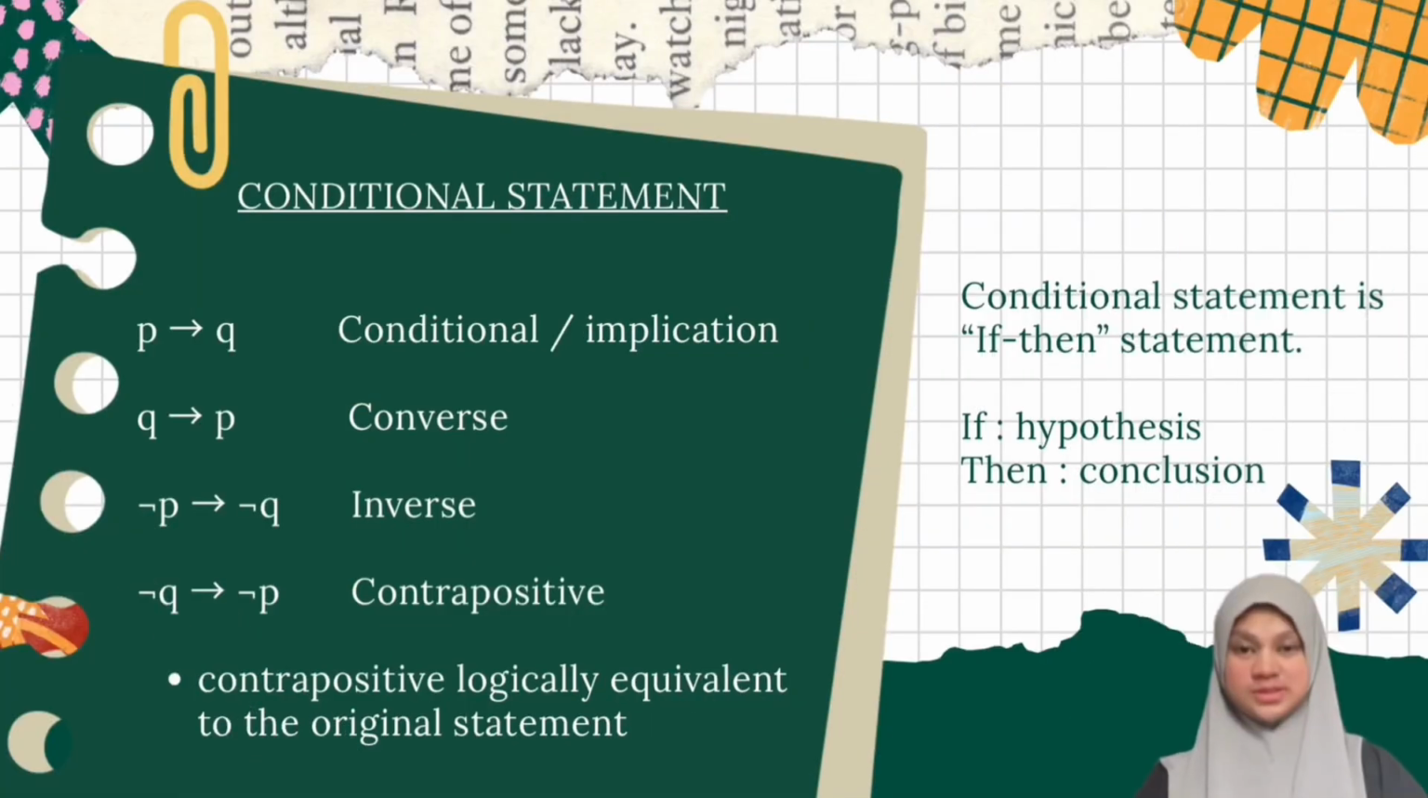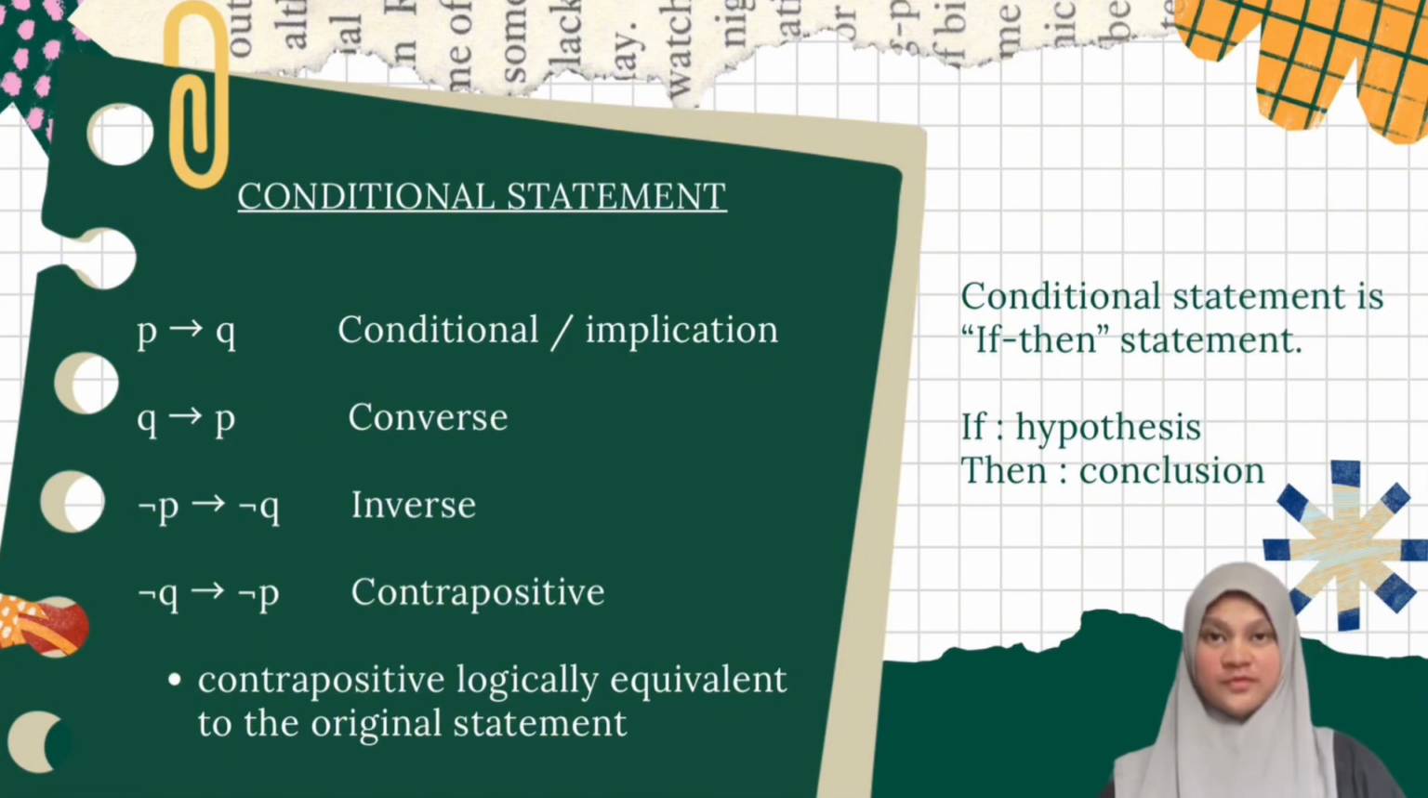In mathematical logic, a conditional statement is written in the form P implies Q, where P represents the hypothesis and Q represents the conclusion. The statement means that if the hypothesis P is true, then the conclusion Q must also be true. From this conditional statement, three related statements can be formed: the converse, the inverse, and the contrapositive.